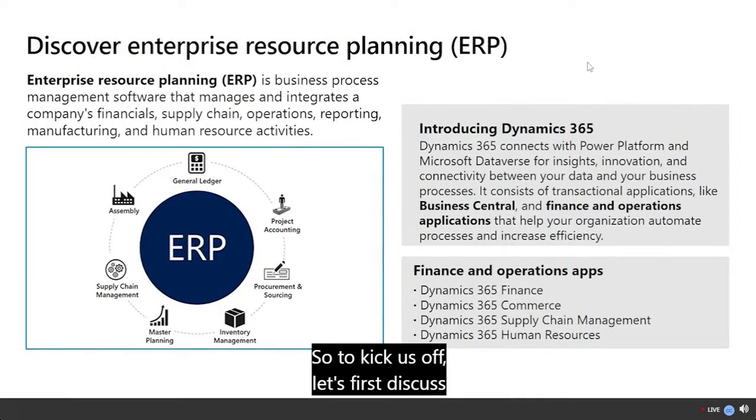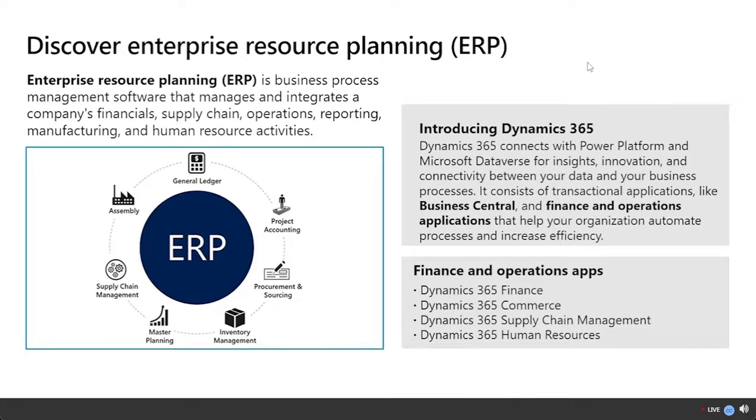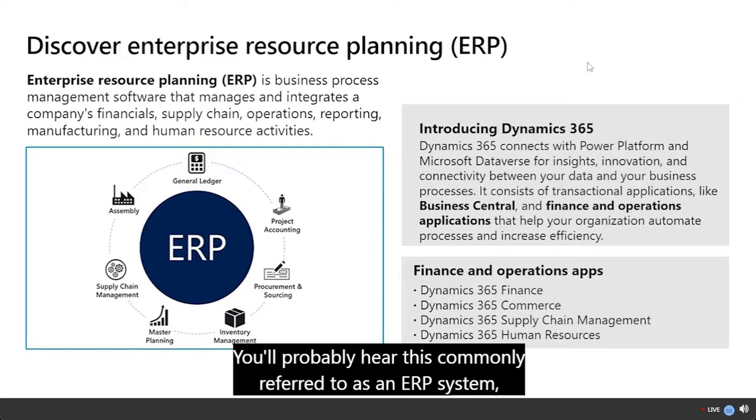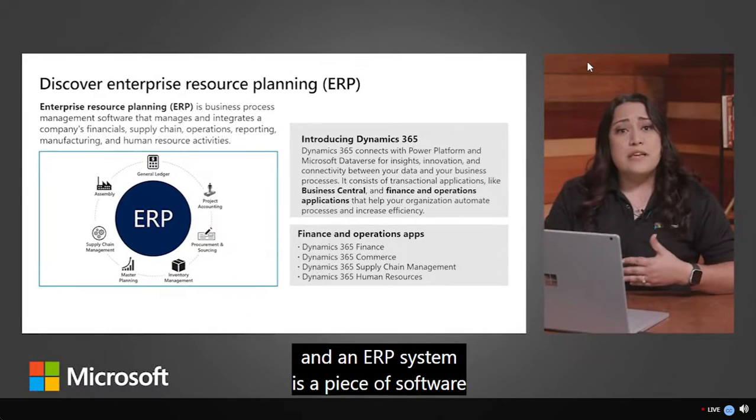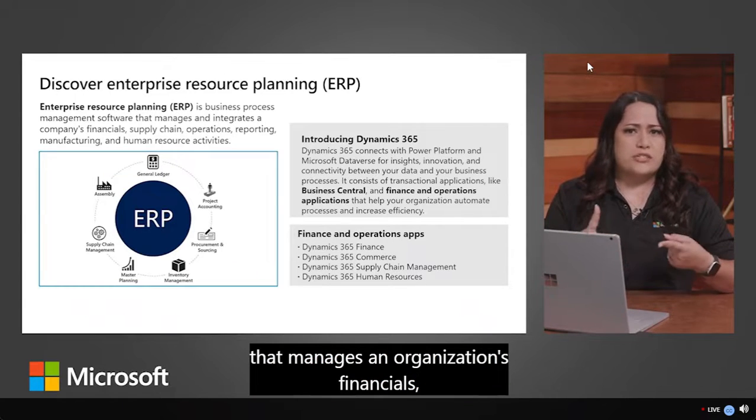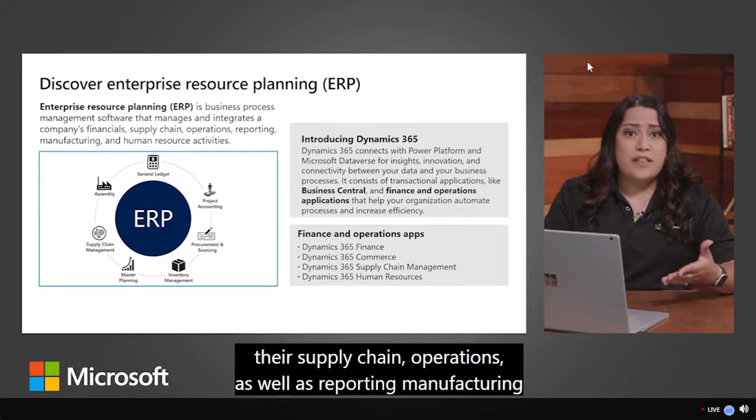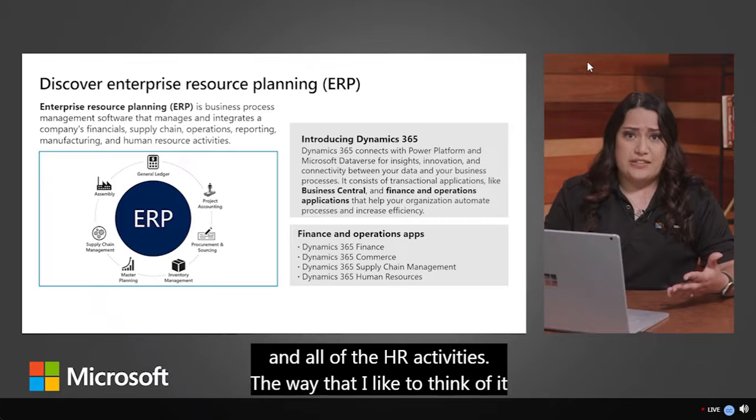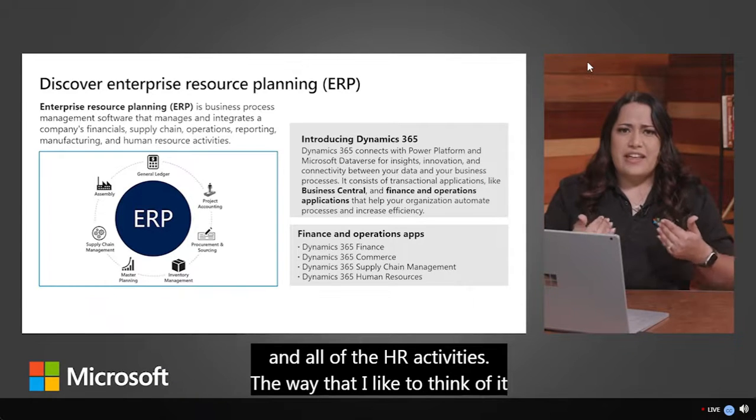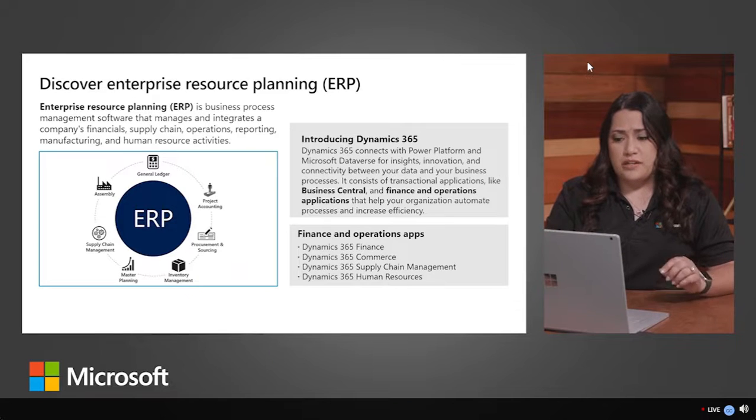So, to kick us off, let's first discuss what an enterprise resource planning system is. You'll probably hear this commonly referred to as an ERP system. And an ERP system is a piece of software that manages an organization's financials, their supply chain, operations, as well as reporting, manufacturing, and all of the HR activities. The way that I like to think of it is that it's running the core process of your business.